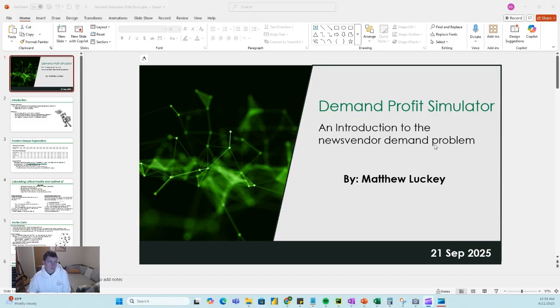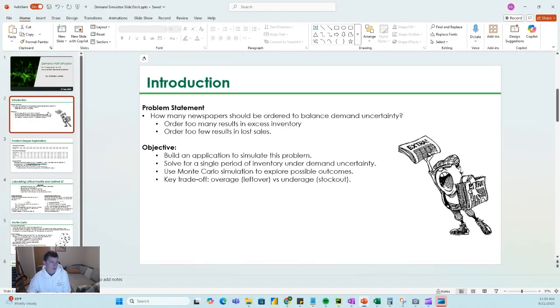So what is the problem that we're trying to solve? We said the news vendor problem is what it is. So really what we're trying to determine is how many newspapers should be ordered to balance our demand uncertainty, meaning what can we sell or what won't we sell? Really trying to make sure that we don't buy too much and eat the cost of excess inventory, because once we've passed a news cycle, it's no longer necessary, or order too few, ultimately resulting in lost overall sales.